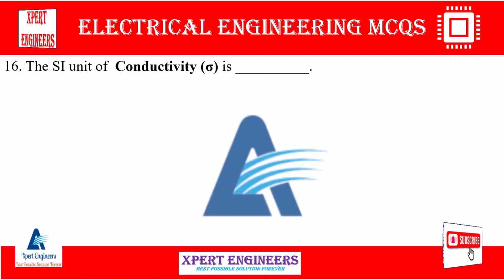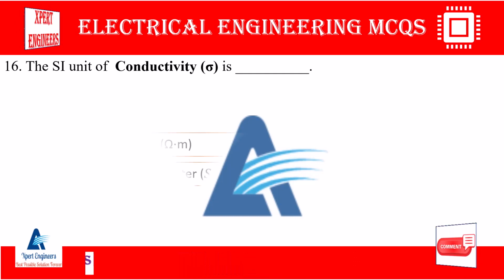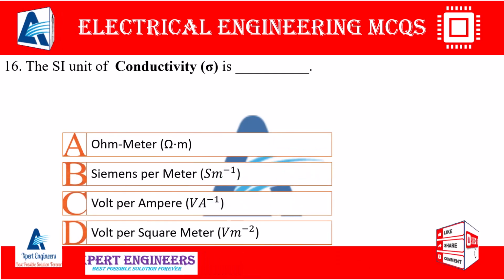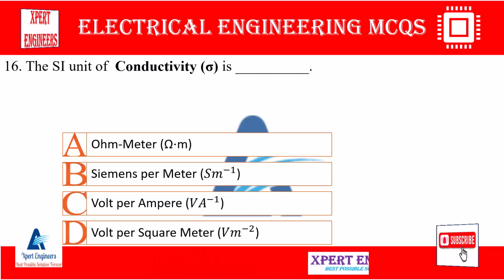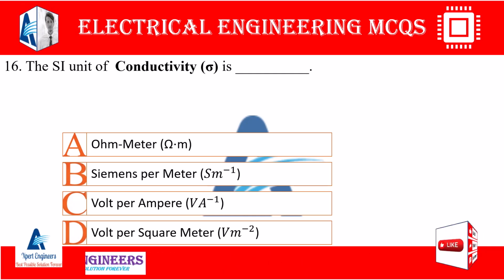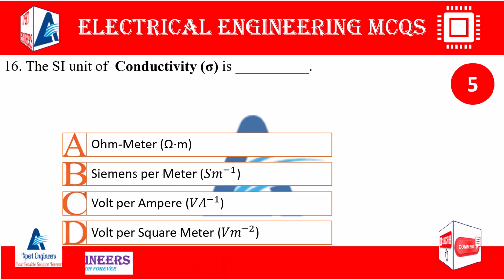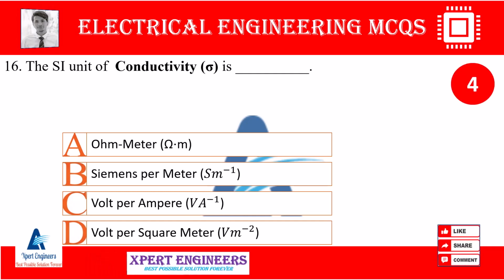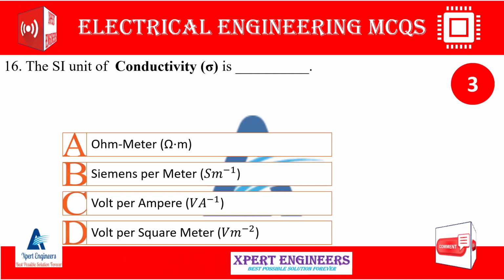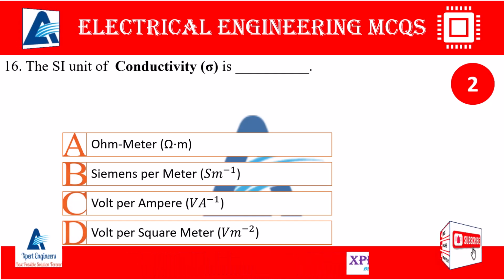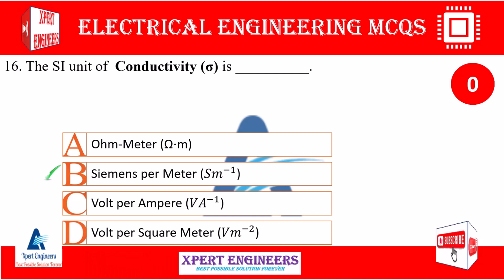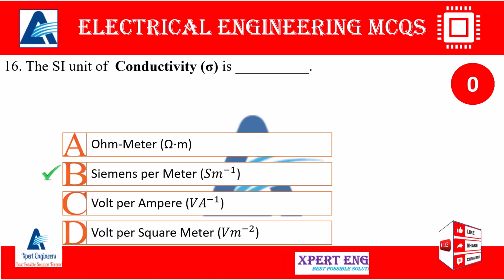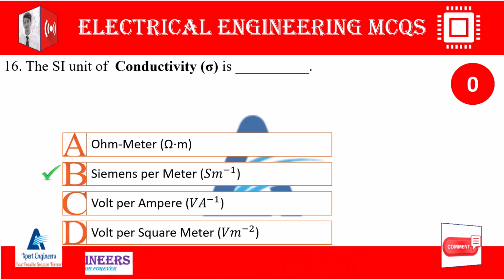Next is the SI unit of conductivity is dash. A, ohm meter, B, Siemens per meter, C, volt per ampere, and D, volt per square meter. The correct option is B, Siemens per meter. The SI unit of conductivity is Siemens per meter.